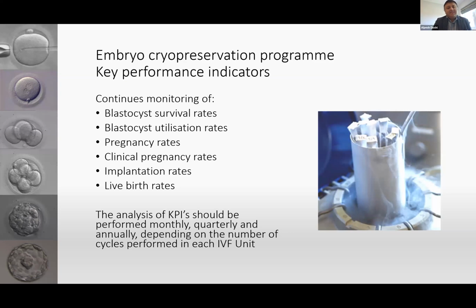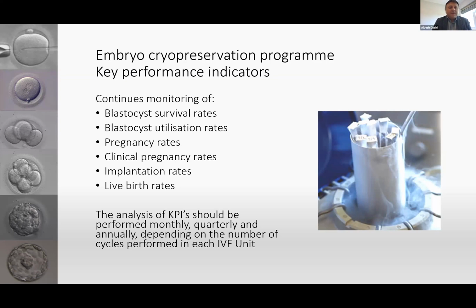But typically the KPIs involve monitoring your blastocyst survival rates. If you're getting anything less than 94, 95%, then you've got to set a trigger action there and look at why your results are suboptimal. You want to look at your blastocyst utilization rates as well, meaning which embryos you successfully freeze or transfer. That is your utilized blastocyst rate.